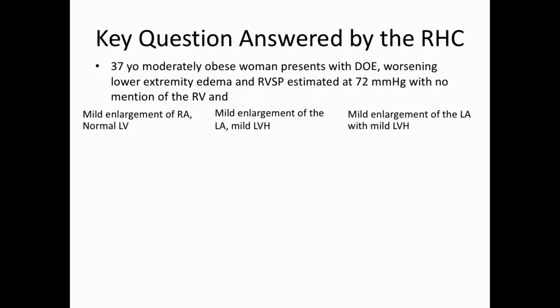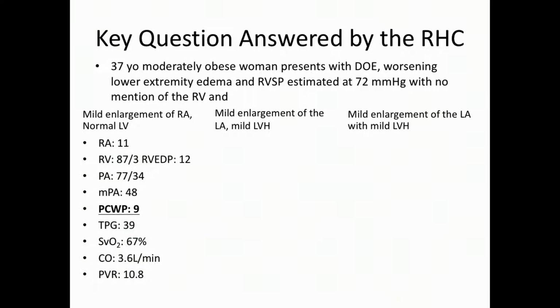And we could think of three different scenarios. One, mild enlargement of the right atrium, a normal LV, and here's her hemodynamics. You can see the right atrial pressure of 11, which is at the upper limits of normal. We can see the right ventricular pressures here, 87. The right ventricular end diastolic pressure is 12. Now generally we think of that as the upper limit of normal, just like the right atrium.